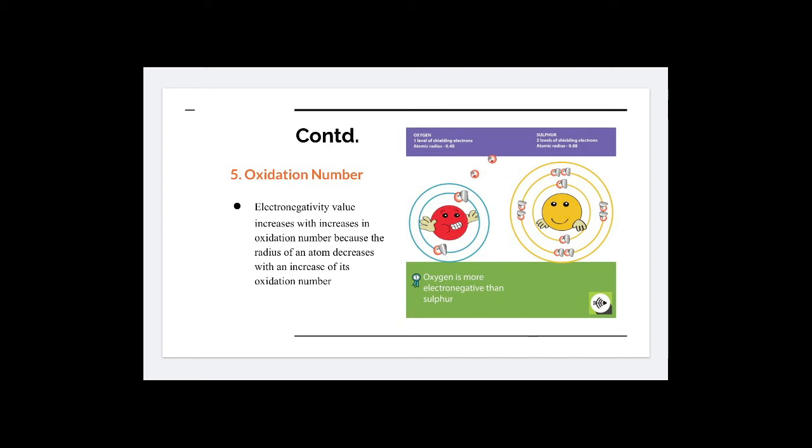So this image relates to our cat and mouse analogy. Oxygen is more electronegative than sulfur because oxygen has only one level of shielding electrons, giving it a smaller radius. This increases electronegativity because the electrons are closer to the nucleus.